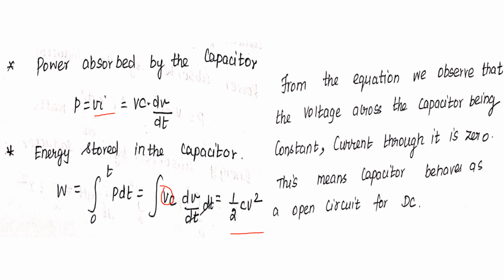From equation A, what is equation A? C into dV by dt. We observe that when the voltage across the capacitor is constant, the current through it is 0. This means the capacitor behaves as an open circuit for DC. So I is equal to C into dV by dt. V is constant, so current is 0. The capacitor acts as an open circuit for DC.